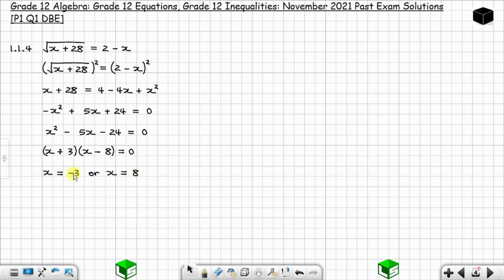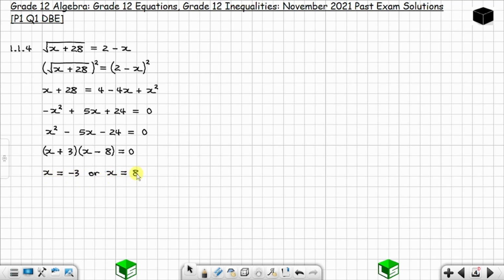So you take negative 3. When you plug negative 3 there, you have 28 minus 3, which is 25. The square root of 25 is 5, so you get 5 on the left side. Let's see this side. You have 2 minus minus 3, so you are going to have 2 plus 3, and this is 5. You get 5 again, so you have 5 this side and 5 this side. This answer is valid.